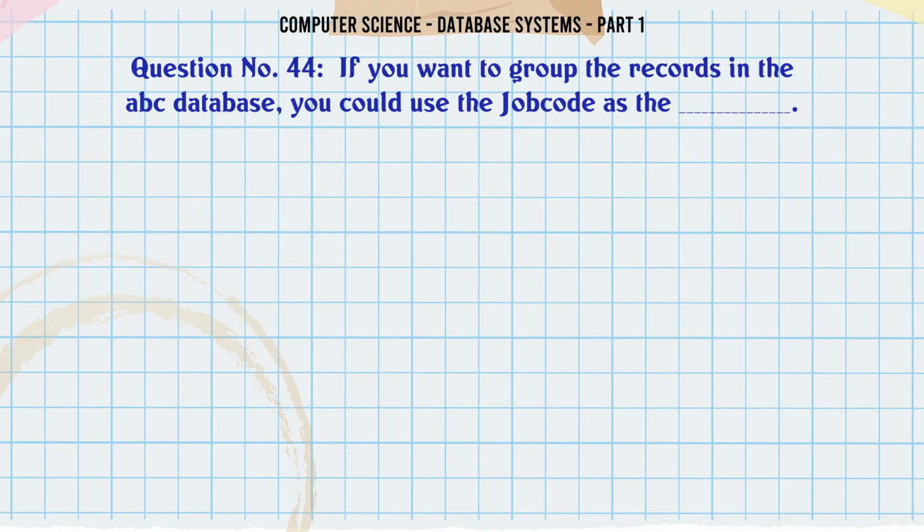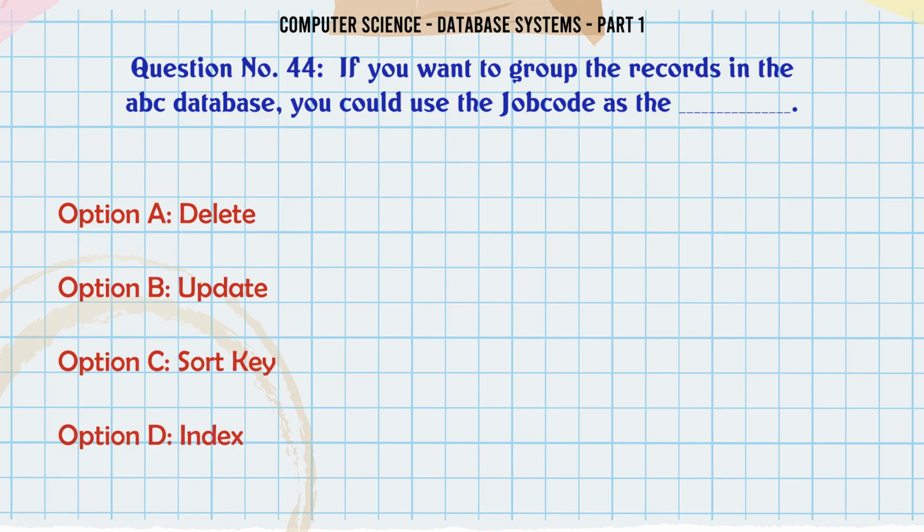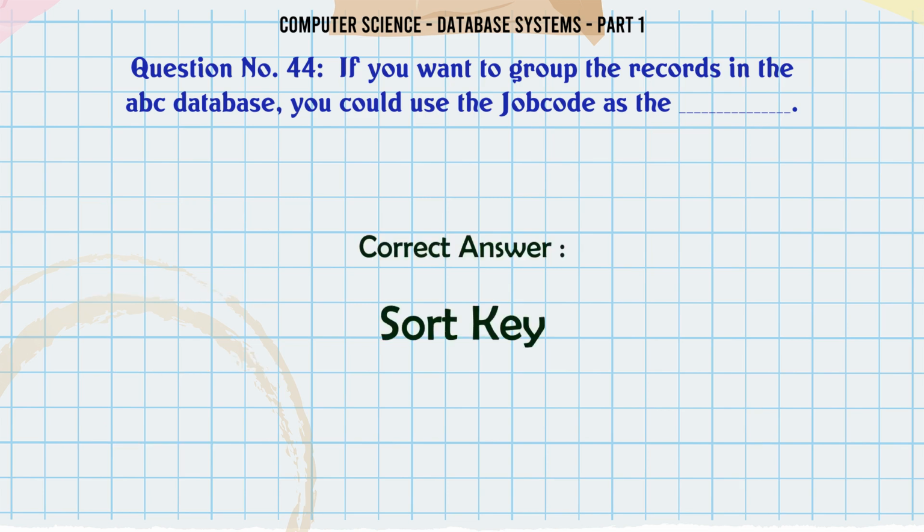If you want to group the records in the ABC database, you could use the Jobcode as the dash, underscore. A, delete. B, update. C, sort key. D, index. The correct answer is sort key.